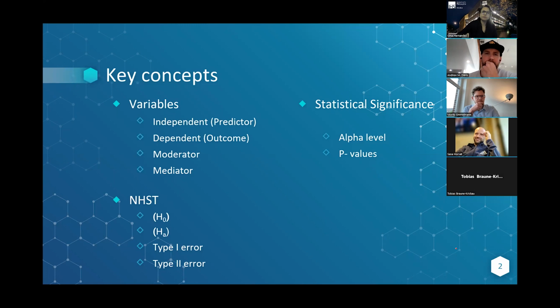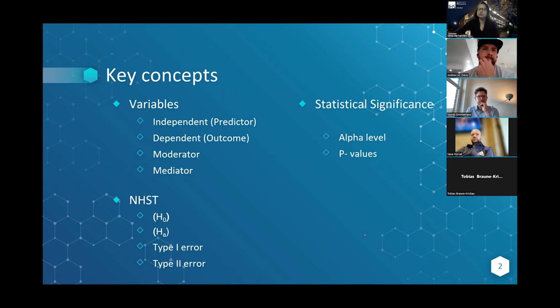And then it will be important for you to know about null hypothesis significance testing. What is the null hypothesis? What is the alternative hypothesis? What kind of errors can we make when we are testing this hypothesis? And about statistical significance, the alpha levels and the p-values. So as you can see, now we are slowly going into statistical analysis.